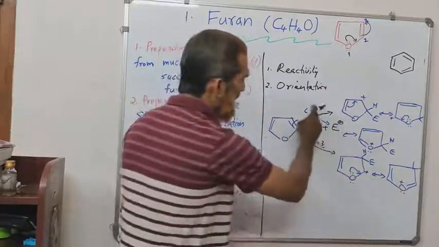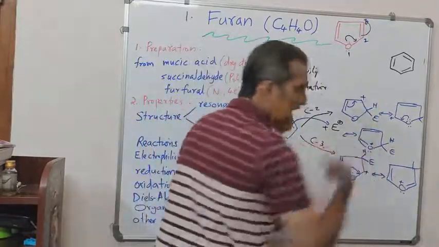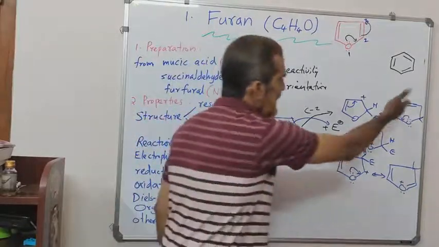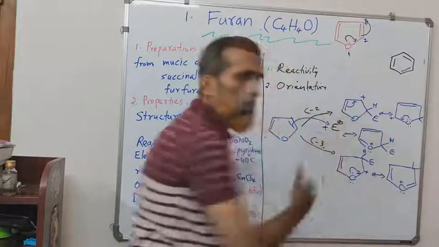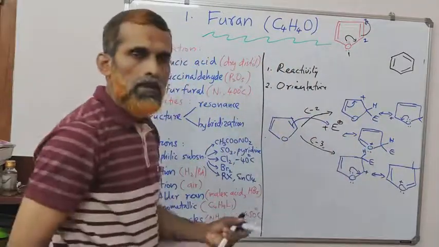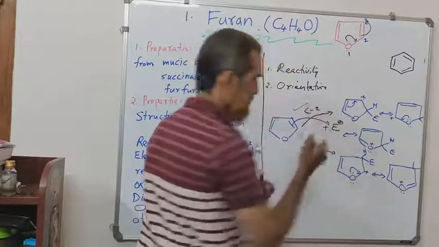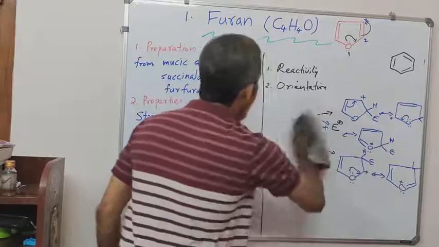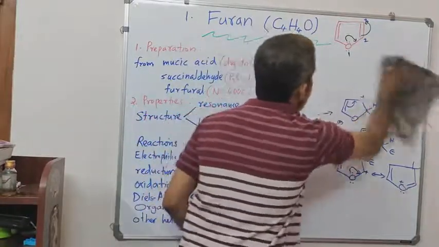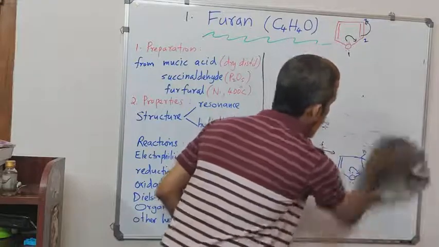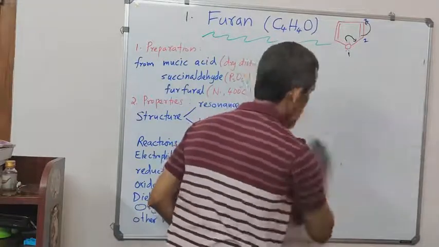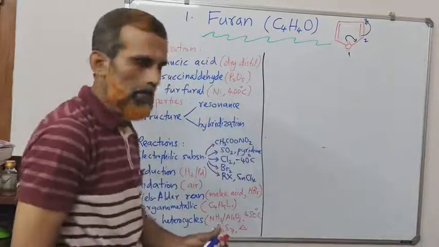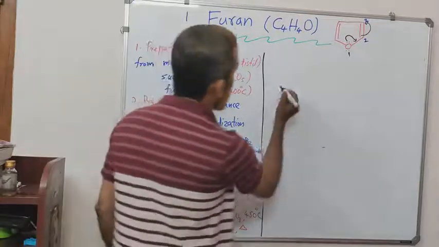So, when attack is at C2, there are 3 resonance structures. When attack is at C3, there are only 2. So, which is more resonance stabilized? This intermediate is more resonance stabilized. So, attack is preferred at C2. Okay, so that's how we explain the orientation in furan. Now we'll take examples for electrophilic substitution reactions. A few examples. Okay. Yes, let's take a few reactions.